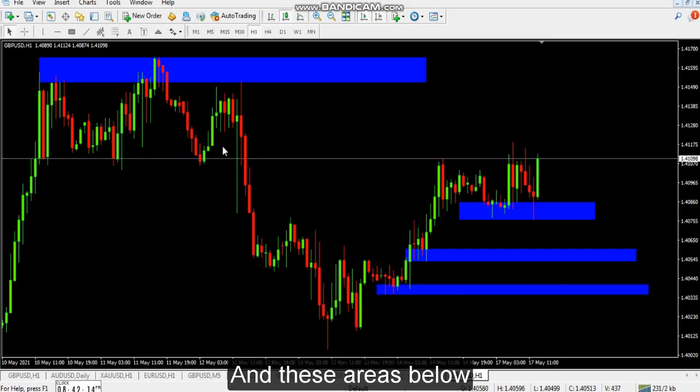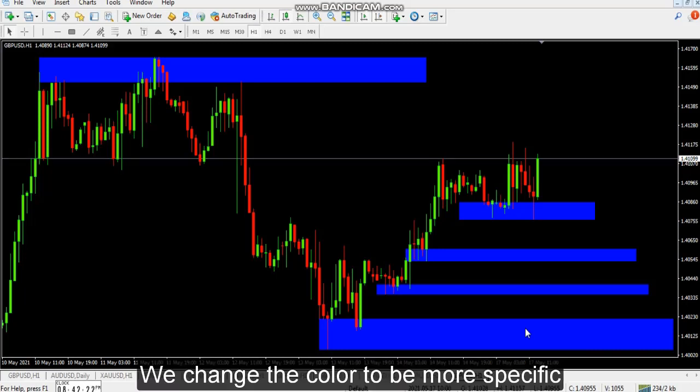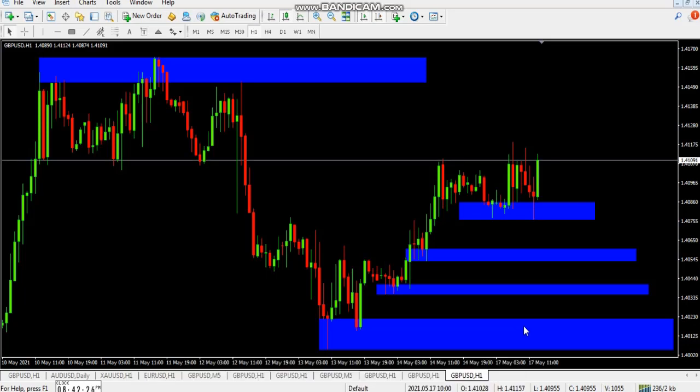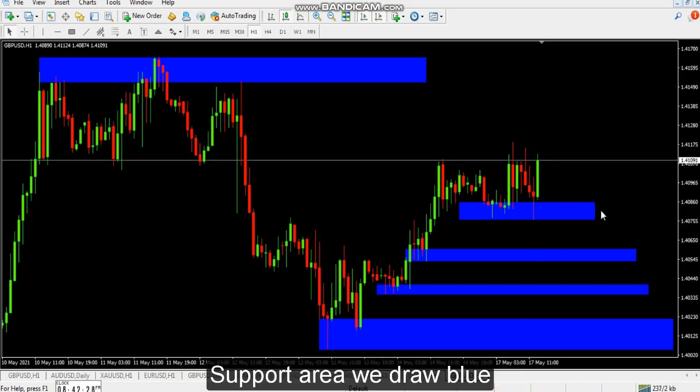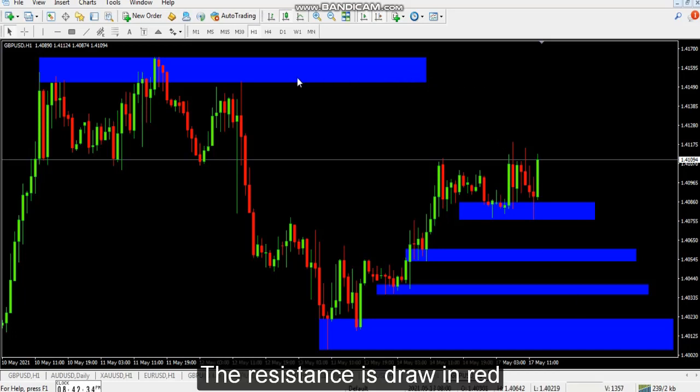And there are risks below. We change the chart to be more specific. Small arrays without blows. The resistance is drawn in this area.